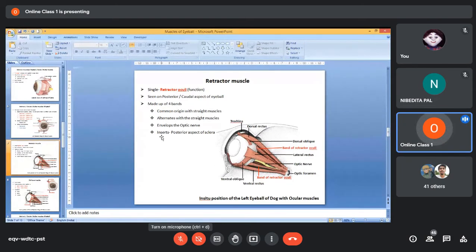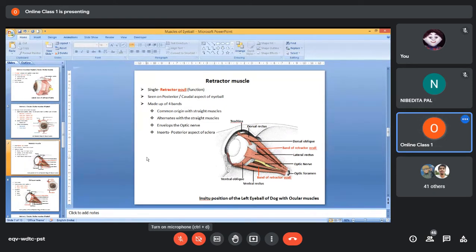These 4 bands arise from around the optic foramen. That means they have their point of origin just near the optic foramen, or you can say they arise together with the straight muscles. So they have a common origin with the straight muscles, but the straight muscles and retractor muscles alternate with each other.